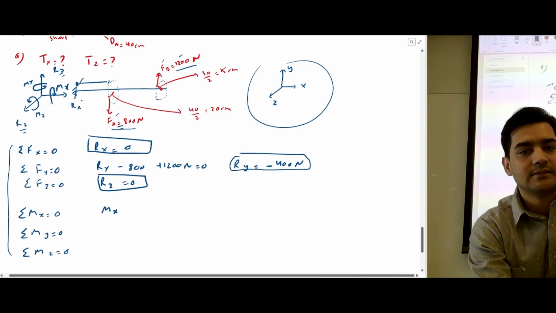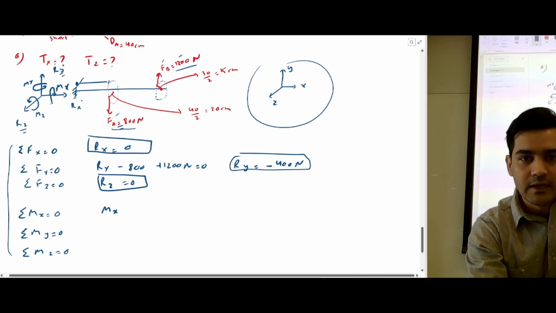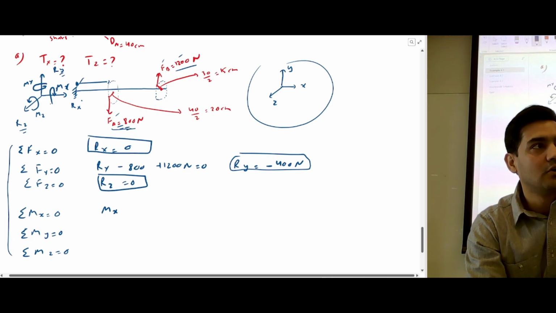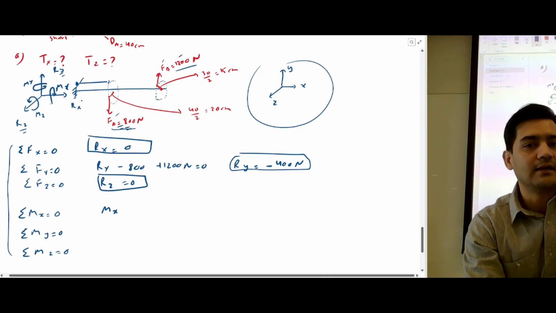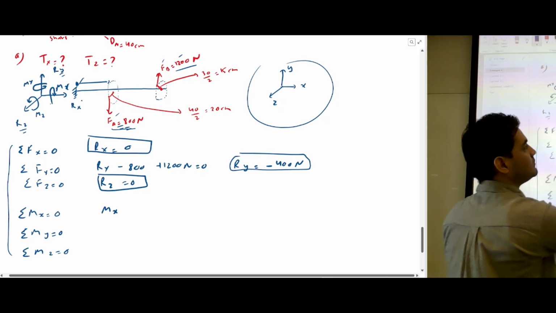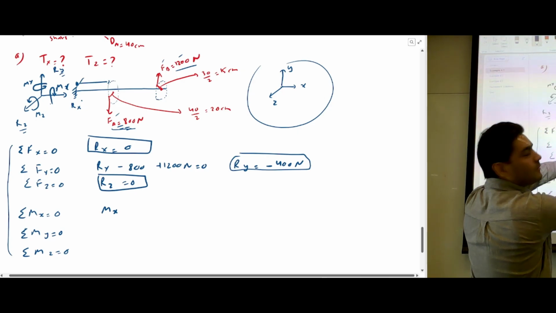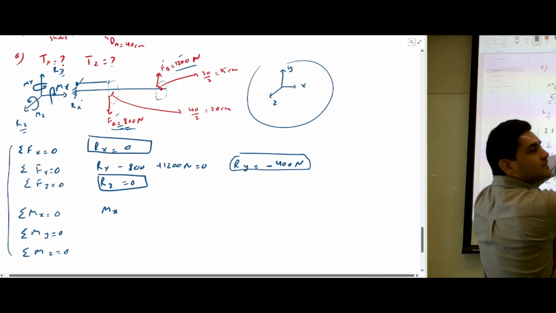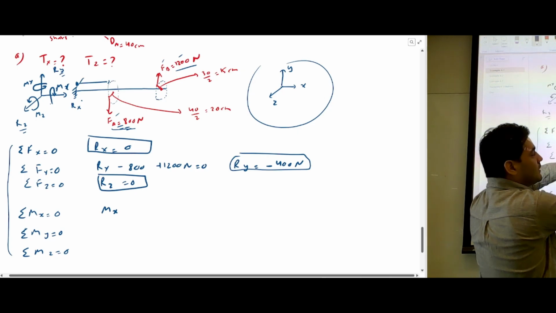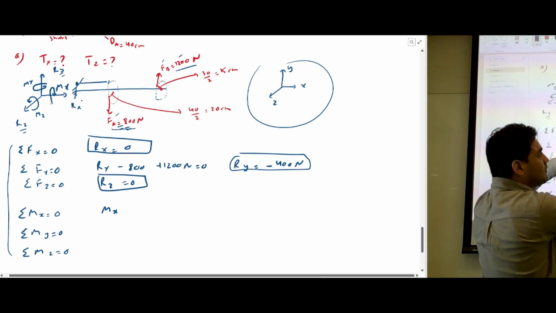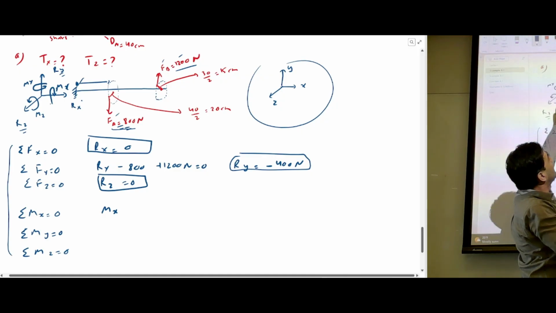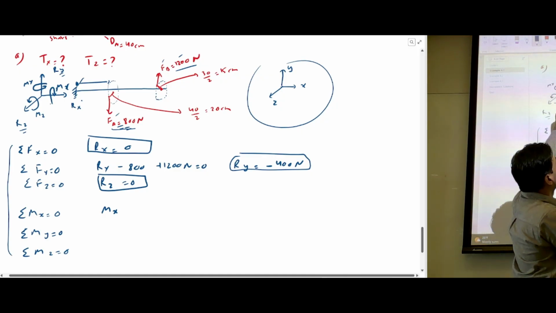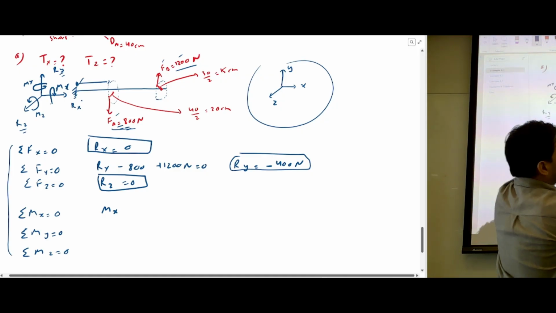Let's just say this is positive, and then this force is also going to create a moment along the x-axis. So that's the moment, right? If the thumb is pointing along the x direction, then you can know that this moment is acting along the x-axis. If you try to imagine the rotation, if you try to draw this moment, your thumb is going to point along the x-axis.